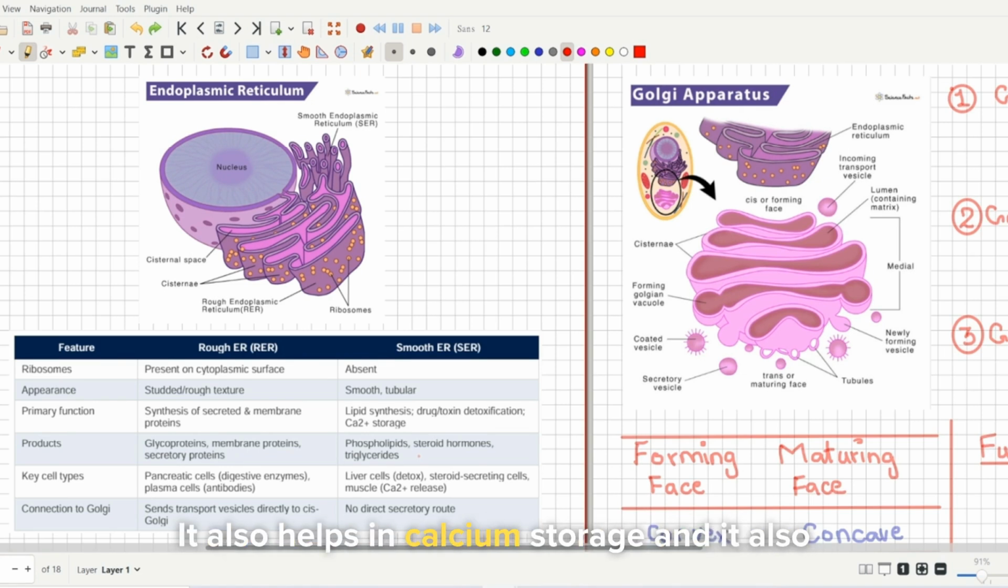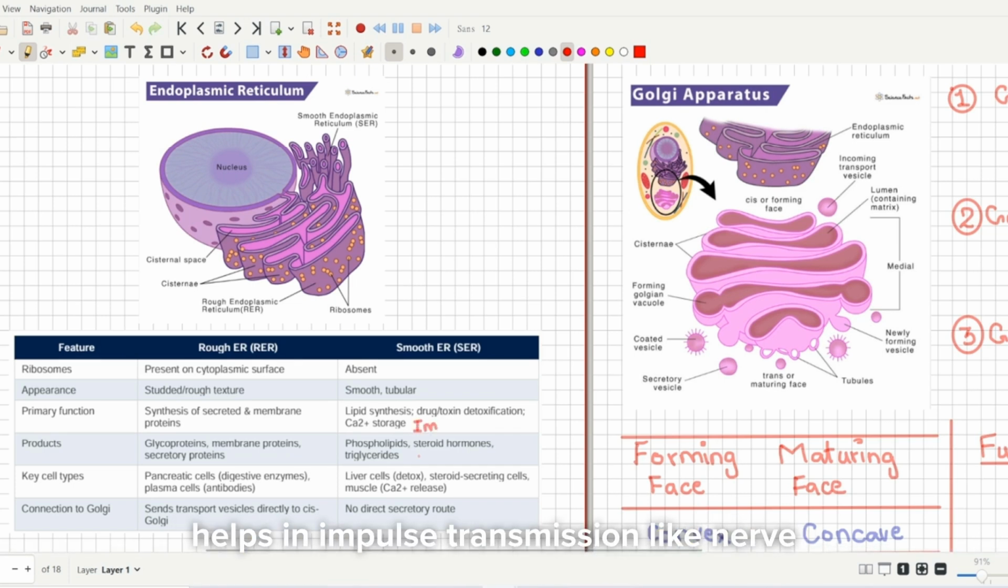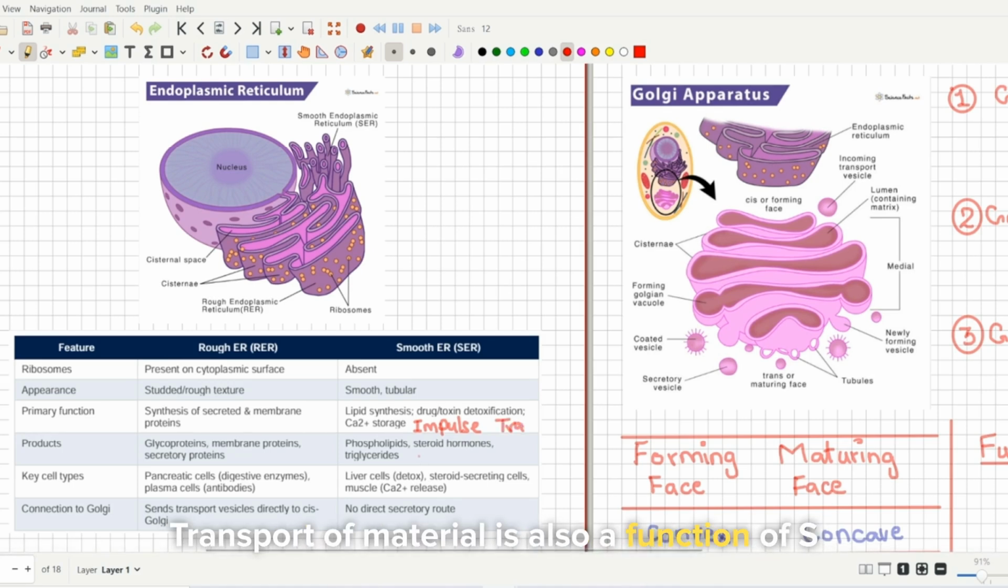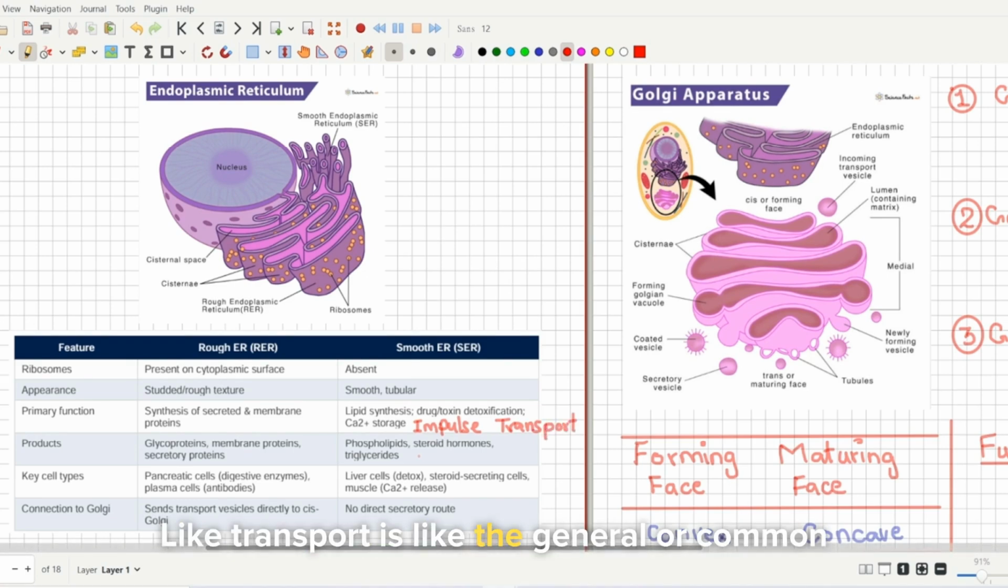SER helps in lipid metabolism, and it helps in drug or toxin detoxification from the body. It also helps in calcium storage, and in impulse transmission, like nerve impulses transmitted through SER. The other function is transport of material. Transport of material is a function of both SER and RER. Transport is the general or common function, but SER is mostly involved in transport.